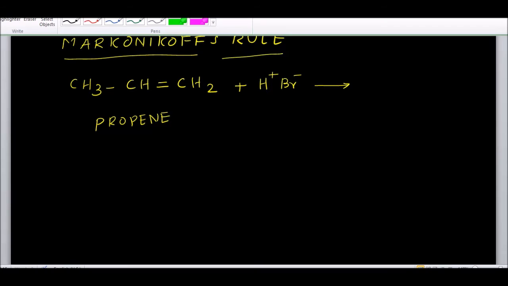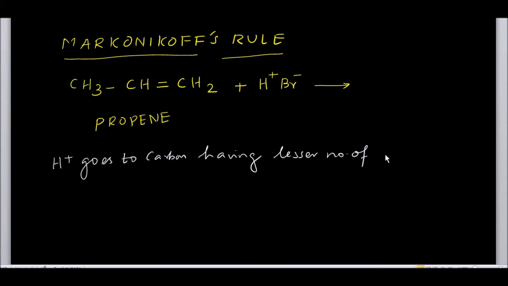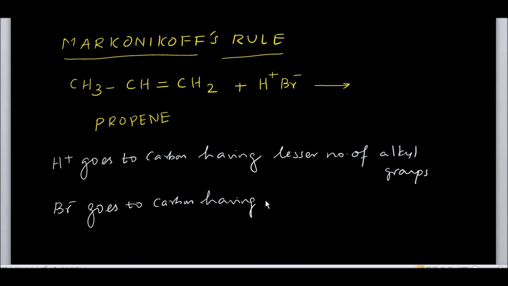you must know that when the addition of HBr, hydrogen plus goes to the carbon having lesser number of alkyl groups or alkyl substituents, and Br minus goes to the carbon having more or greater number of alkyl substituents or groups.